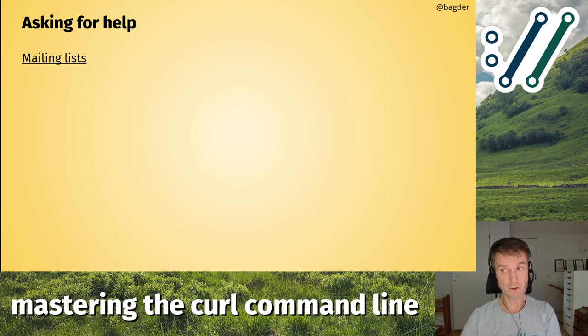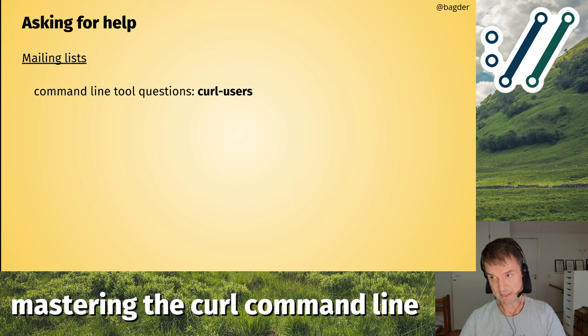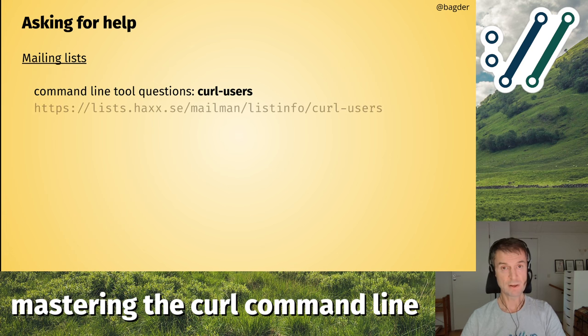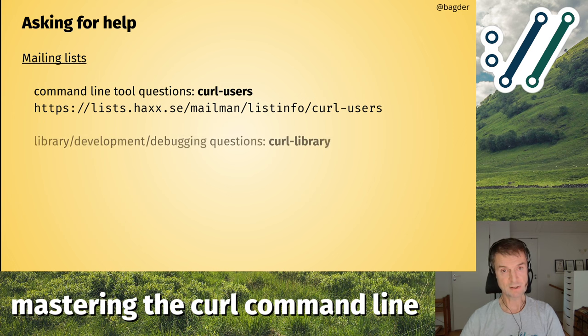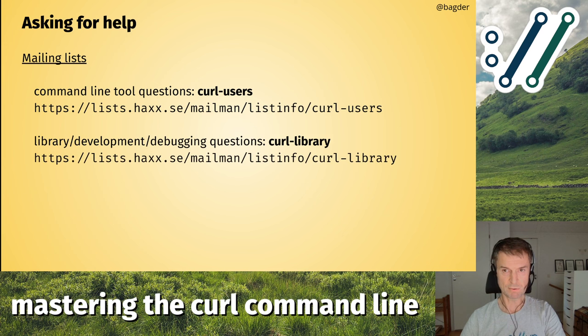So we're an old project. We do things by mailing lists. We have done that since the 90s. So we primarily have the curl-users mailing list, focused on command line tool questions, command line tool users. It's there on lists.haxx.se. And there's another one called curl-library, which is more focused on the library and development, debugging, more architectural stuff, more source, more development. And it's also on the same site.